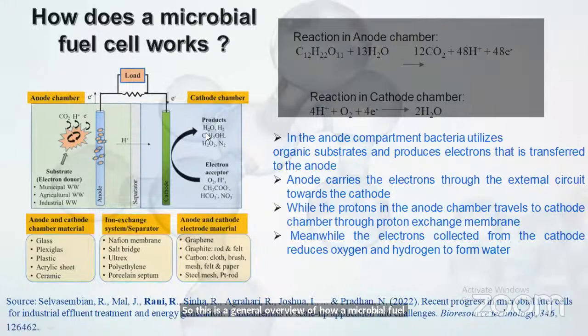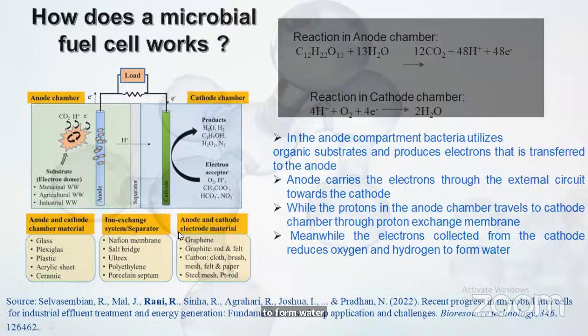The majority of these things I have already discussed. As we can see, in the anodic chamber the reaction follows like this. Here we have taken an example of the simplest carbon and energy source for microorganisms, that is glucose. It leads to production of electrons along with protons under anaerobic conditions, whereas in the cathode these electrons combine with protons to form water.